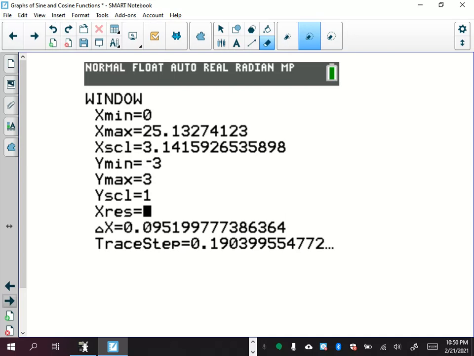So again, here is my 0. Here is my 8 pi. And then here is my scale of pi. Our amplitude is 2, so we want to go -3 to +3. So we want to be bouncing back and forth between those because we want to give ourselves a little extra room. So this is what your window should look like.